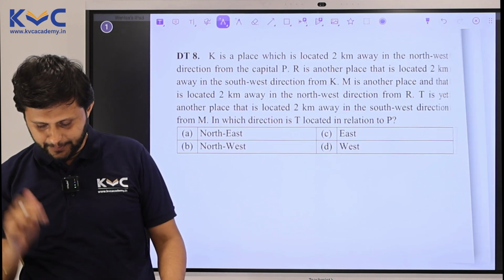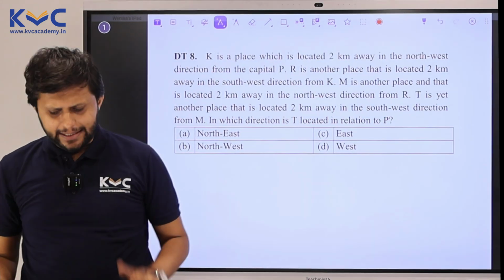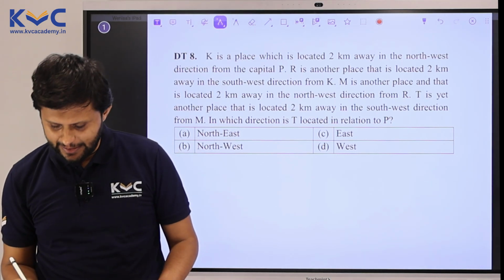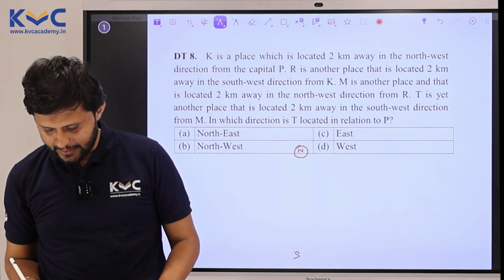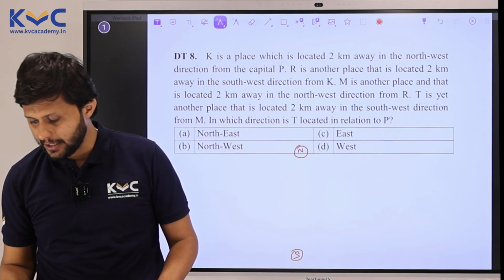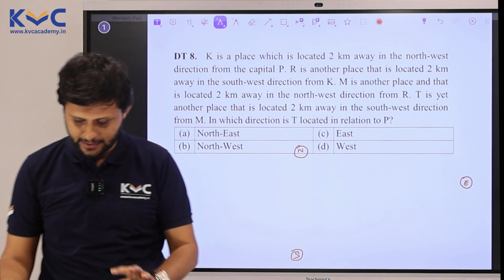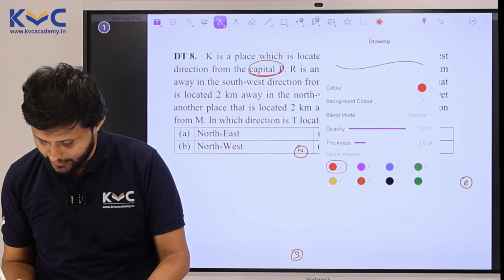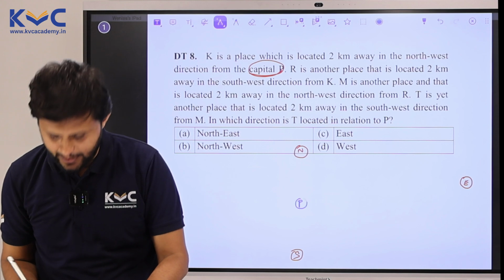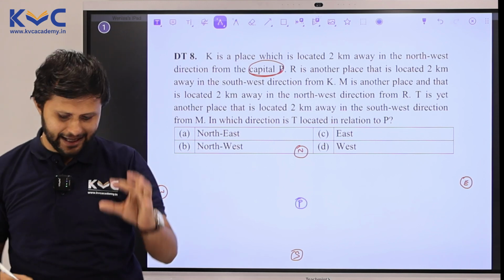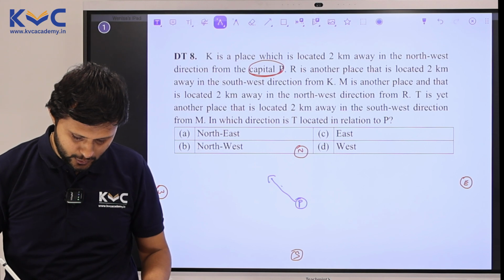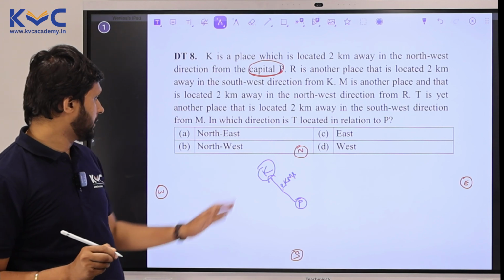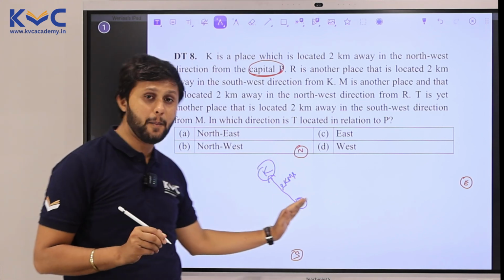Question number 8. K is a place located 2 kilometers away in northwest direction. So let's identify them first. North, south, west and east. Fine, I've written the directions. Now we have a place, capital P is there. We'll start from here. This is, let's say, P. And now there is a place called K, 2 kilometers. This is K, northwest direction from P.